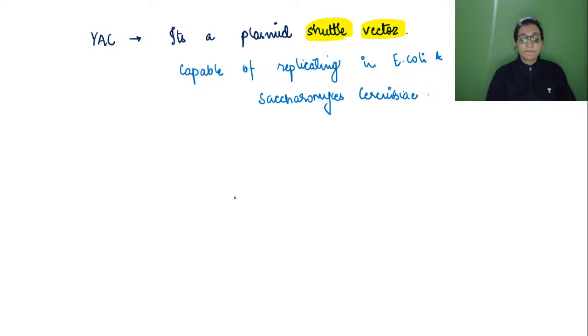So this is the thing, that it can replicate in both of them, that is in E. coli and Saccharomyces cerevisiae. Now talking about yeast artificial chromosome. Yeast artificial chromosome is an artificially constructed chromosome. So what all things does it contain? As the name says, it's a yeast artificial chromosome, so it's an artificially constructed chromosome.